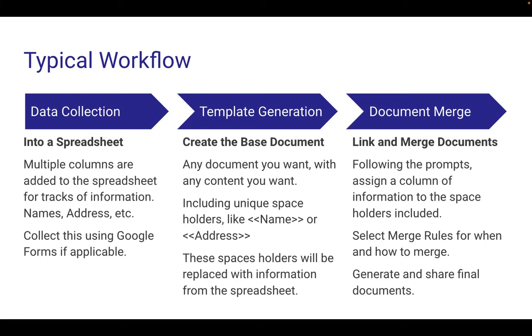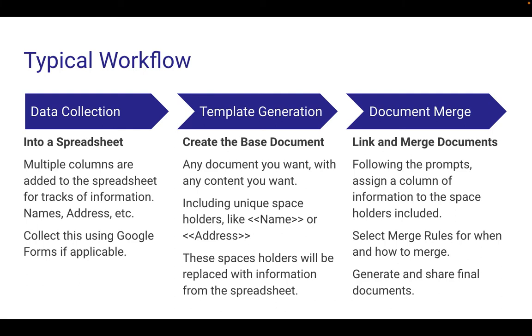So after the data is collected, you need a template of some kind. So you create a simple base document. It can be any document you want. Like I've said, usually it's some sort of a Google Doc or an email perhaps. And then you include in this base document unique space holders that are formatted like I've shown here, where you have like, you know, slash name slash. I don't know what the name of that symbol is there, but that's how you type in the space holders. These space holders will then be replaced with information from the spreadsheet. Essentially, we're going to tie specific columns of the spreadsheet to that specific piece of information.